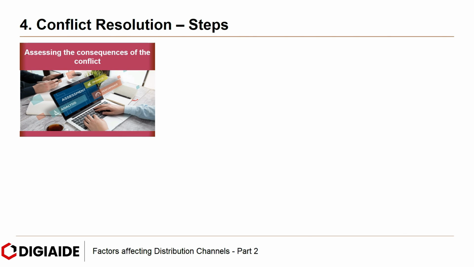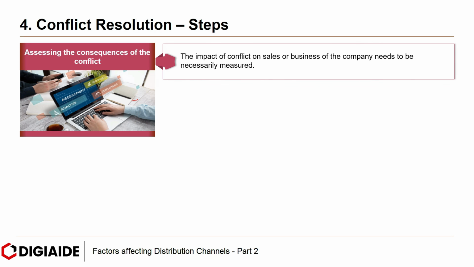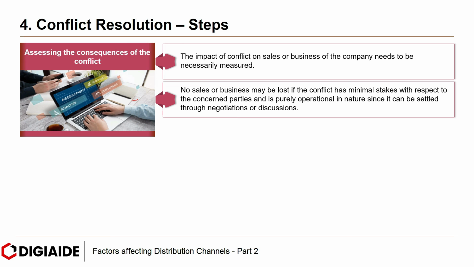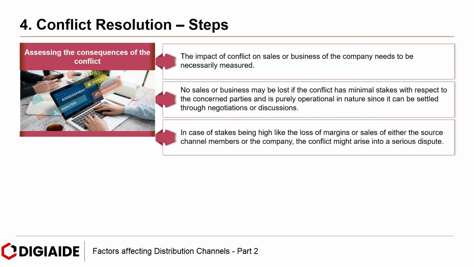Moving on to the third step, assessing the consequences of the conflict. The impact of conflict on sales or business of the company needs to be necessarily measured. No sales or business may be lost if the conflict has minimal stakes with respect to the concerned parties and is purely operational in nature, since it can be settled through negotiations or discussions. In case of stakes being high, like the loss of margins or sales of either the channel member or the company, the conflict might turn into a serious dispute.